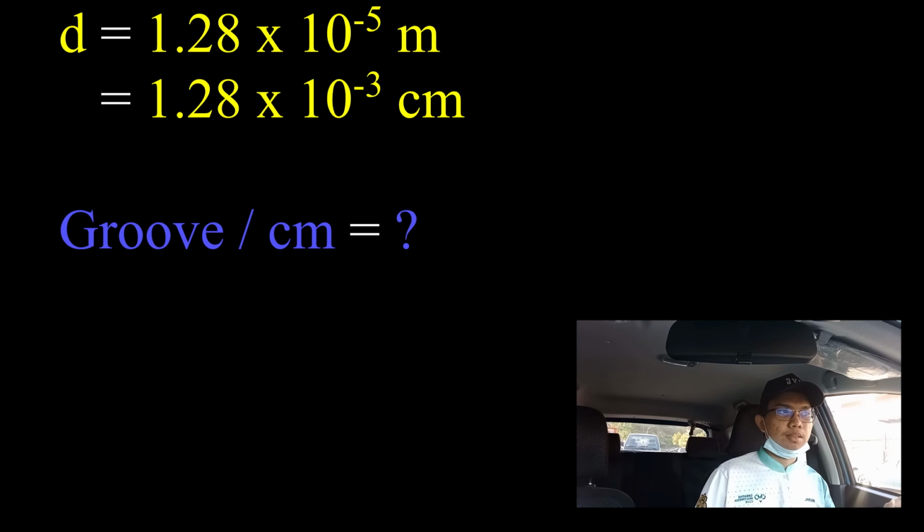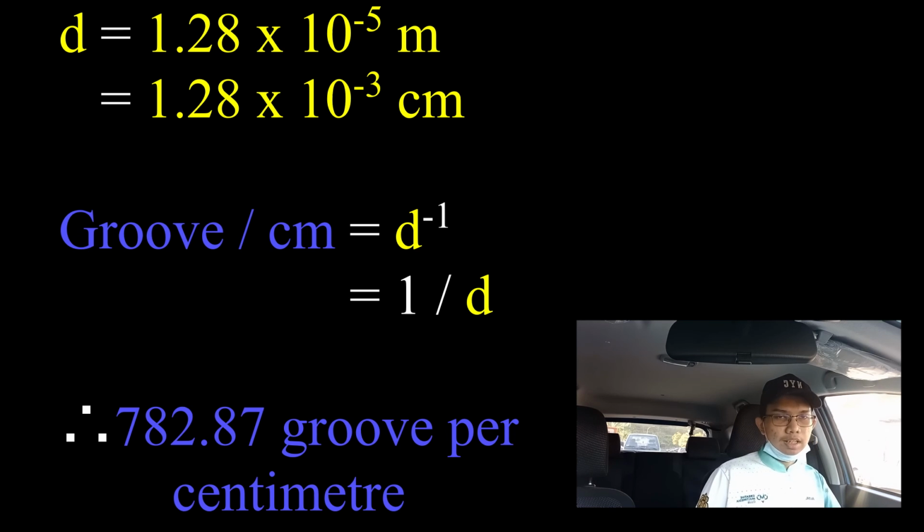From d, how can we get the grooves per centimeter? The grooves per centimeter is actually equal to the inverse of d. So we can insert the answer and then invert it. So we get 782.87 grooves per centimeter.